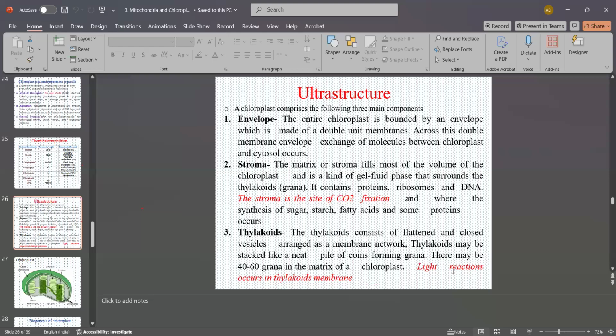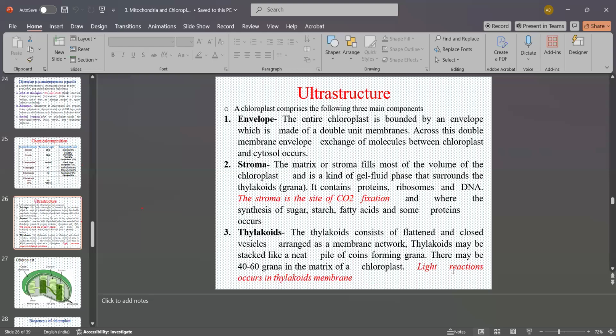The matrix or stroma fills most of the volume of the chloroplast and is a kind of gel-like fluid phase that surrounds the thylakoids. It contains proteins, ribosomes, and DNA. Thus, the stroma is the site of carbon dioxide fixation, and the synthesis of sugar, starch, fatty acids, and some proteins occurs here.